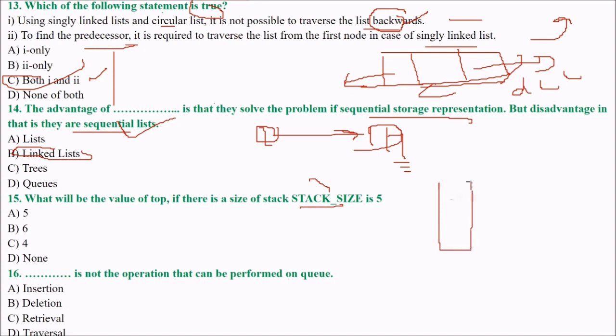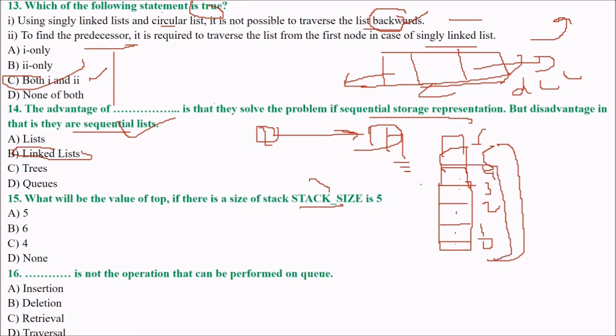If we assume it to be an array, this is 0, 1, 2, 3, 4, 5, say 6. What will be the value of top if the stack size is 5? If stack size is 5, that means we are talking about 1, 2, 3, 4, 5. So top will be the subscript or index of the value. So it will be 4. The answer will be 4.